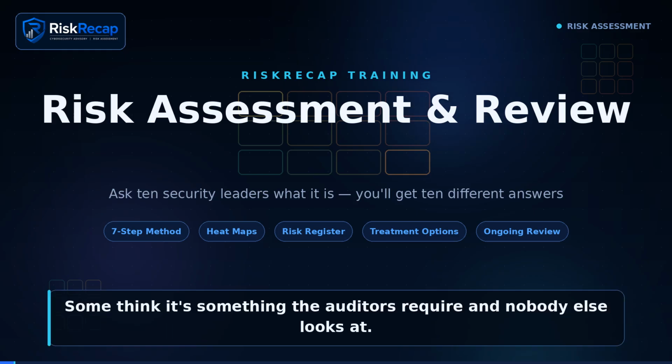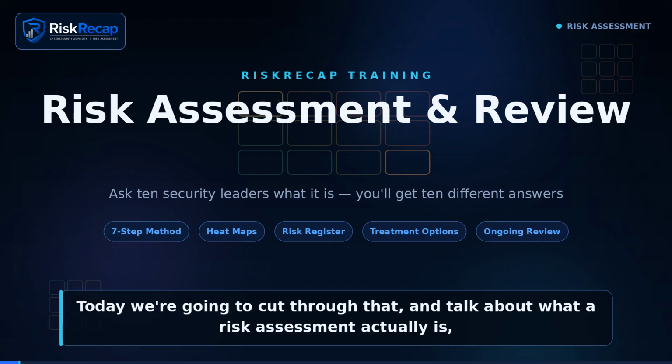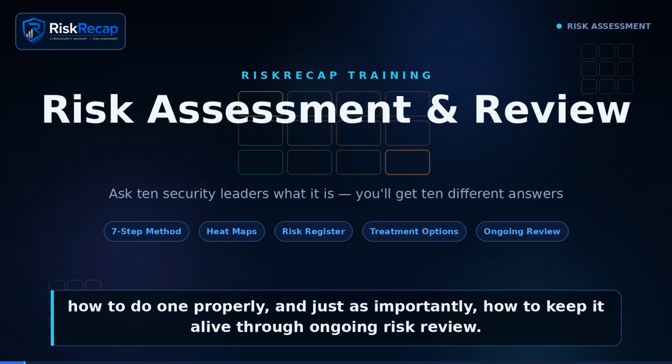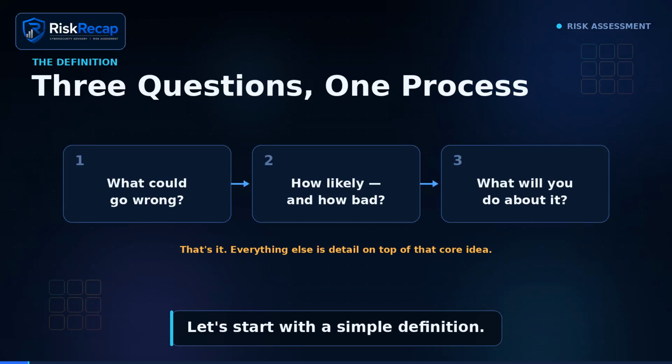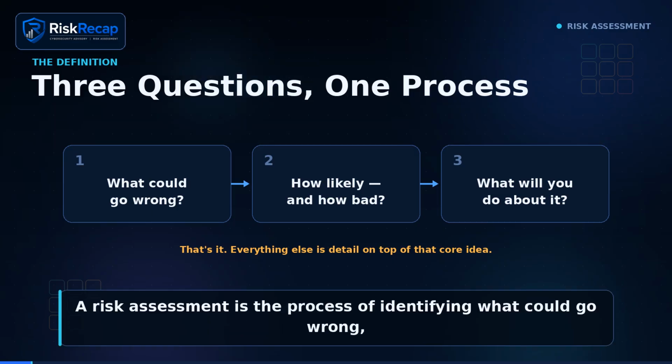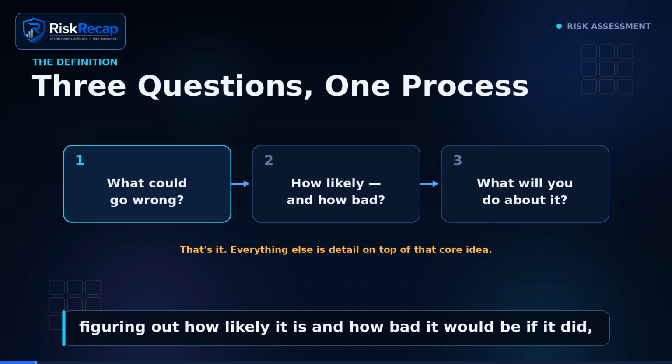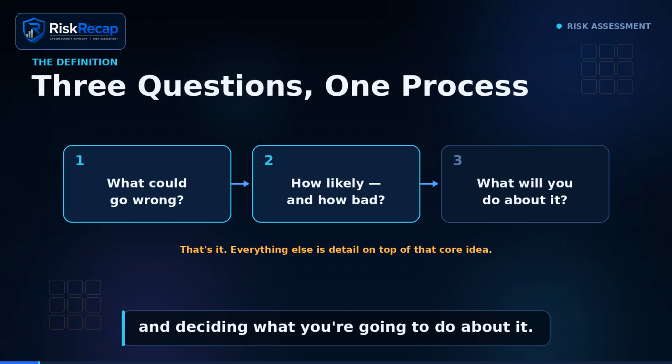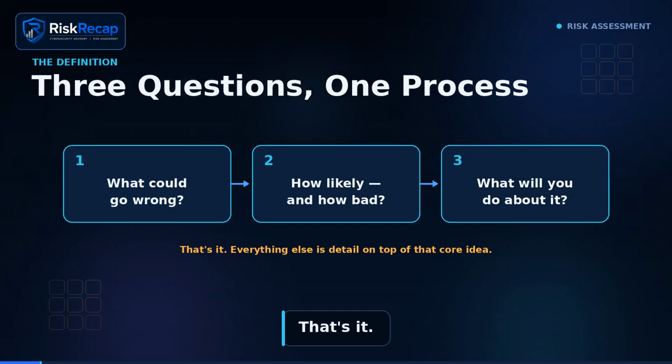Today we're going to cut through that and talk about what a risk assessment actually is, how to do one properly, and just as importantly, how to keep it alive through ongoing risk review. Let's start with a simple definition. A risk assessment is the process of identifying what could go wrong, figuring out how likely it is and how bad it would be if it did, and deciding what you're going to do about it. That's it. Everything else is detail on top of that core idea.